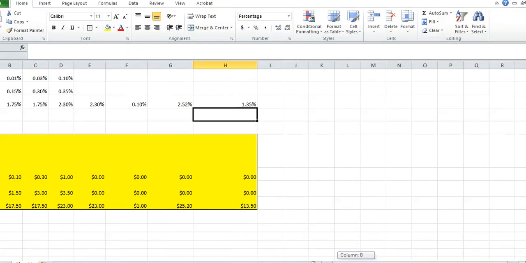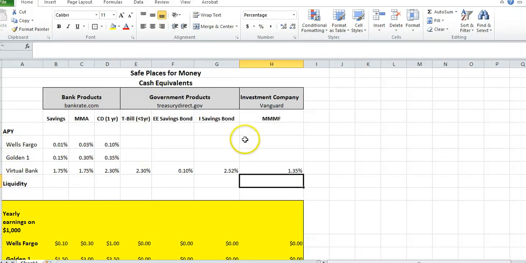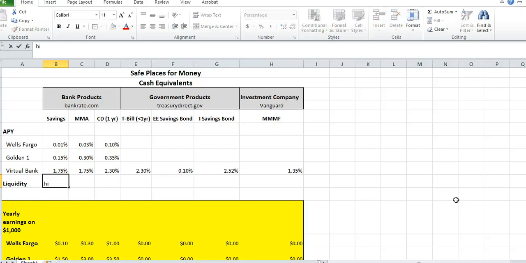So now the question, why did we even do this? The real question is, where should you have your emergency fund? Should it be in a savings, a money market account, a CD, any government product, or a money market mutual fund? And let's look at liquidity. Liquidity is how easy you can get to your money. So in a savings account, liquidity is high. Money market account, also high. CD, no, it's locked up, so liquidity is low.